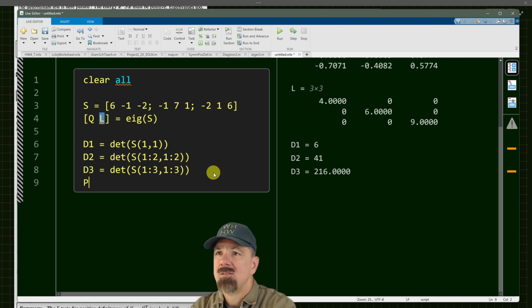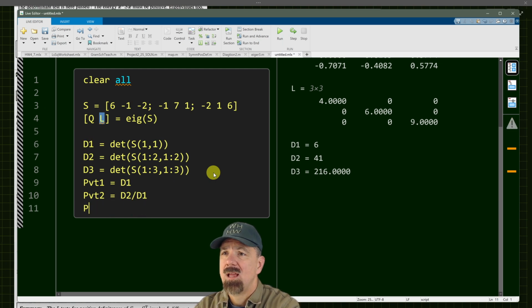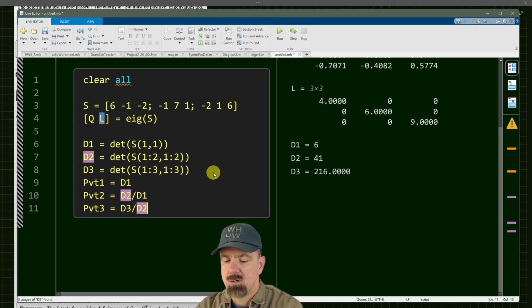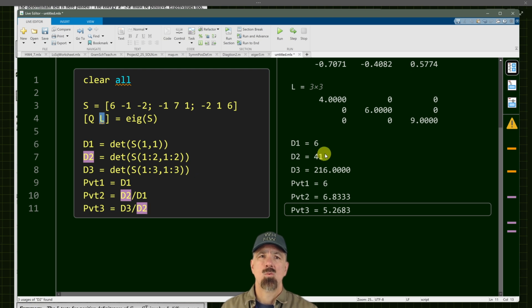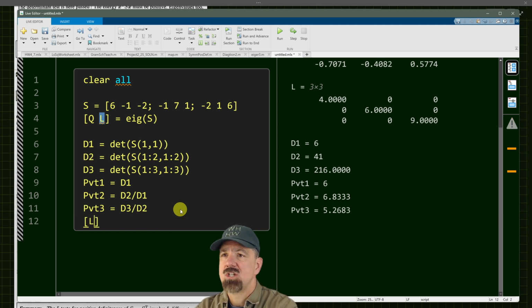Then we know that pivot 1 is equal to D1. Pivot 2 is equal to D2 divided by D1. And pivot 3 is equal to D3 divided by D2. So we can see our upper left determinant values here and the resulting pivot values. So is that really the way it is? We're going to need the LU decomposition anyway.